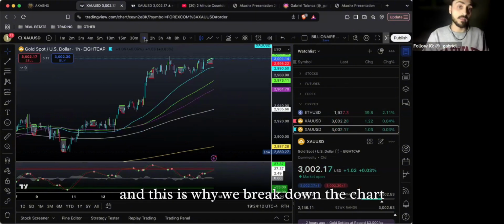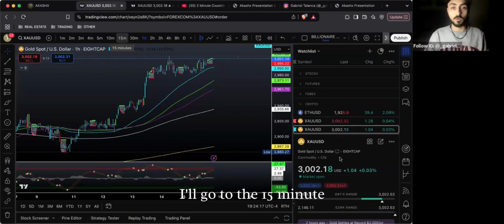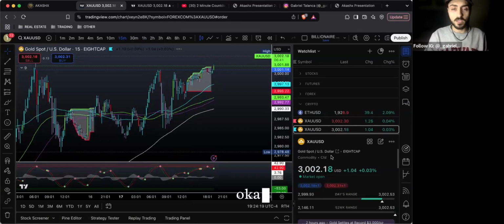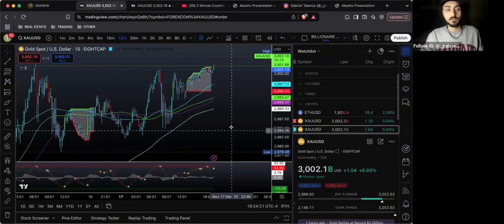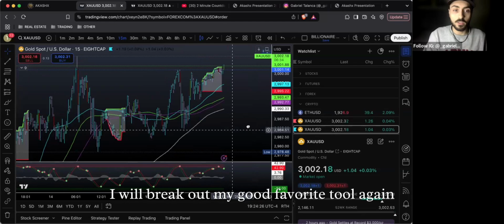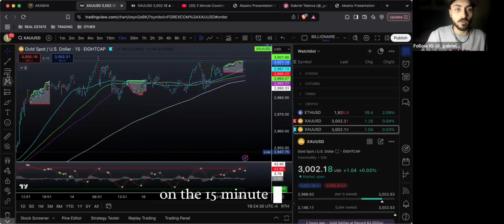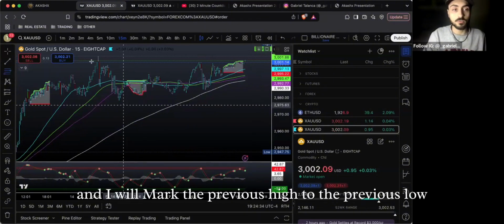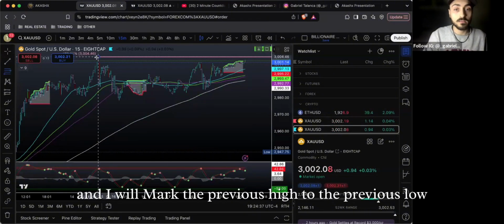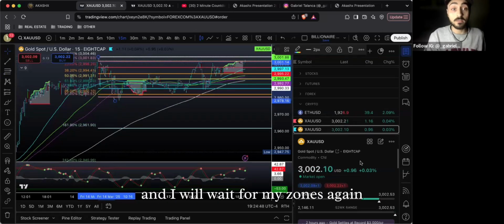And this is why we break down the charts. So I'll go from the 4 hour to the 1 hour, and then to the 15-minute. And what will I do, guys? I will break out my good favorite tool again on the 15-minute time frame, the Fibonacci tool, and I will mark the previous high to the previous low, and I will wait for my zones again.